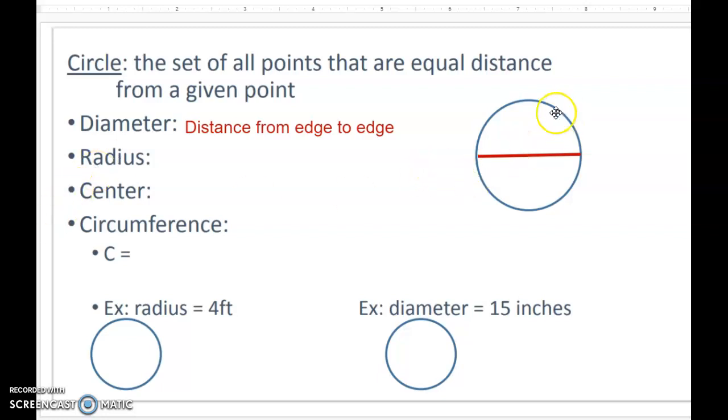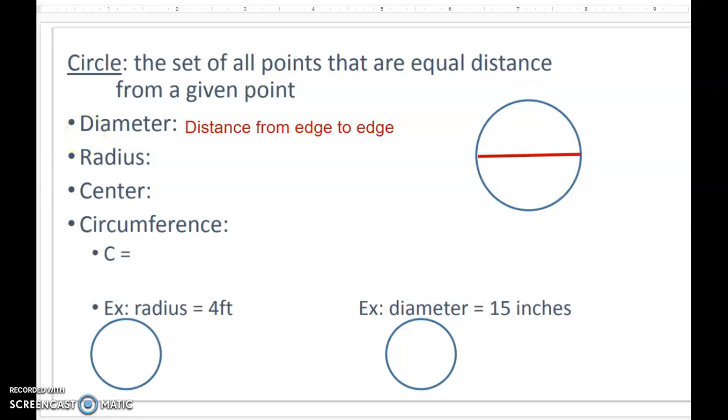It would be a good idea also to jot a little circle in your notes and then draw that in, edge to edge, diameter, edge to edge. I like to think of this, it helps me to remember, the D kind of looks like a half circle with a line drawn from edge to edge. So that helps me remember diameter. Capital D goes all the way from edge to edge.